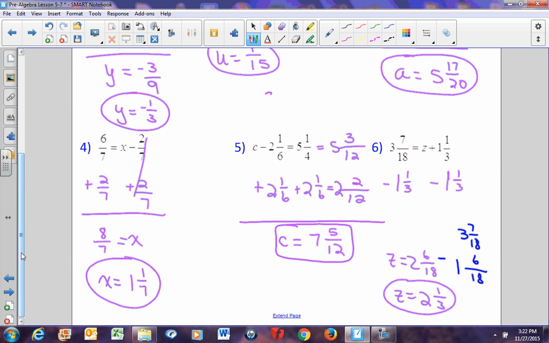Solving equations using fractions is the same as solving equations by adding or subtracting decimals or whole numbers. The process remains the same. You just have to remember the process with your fractions of finding a common denominator.